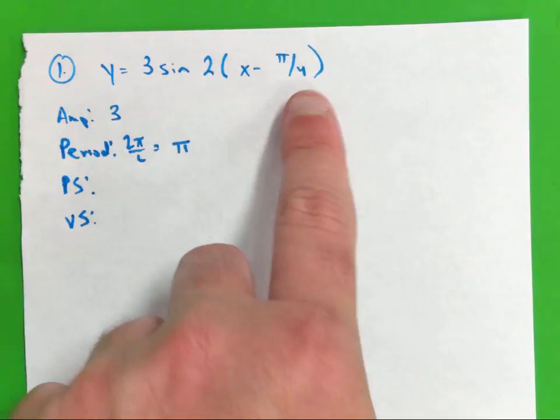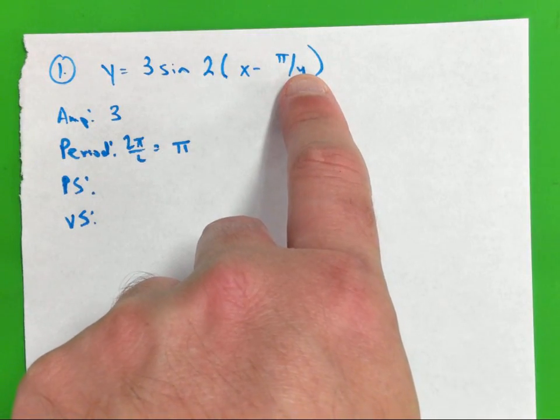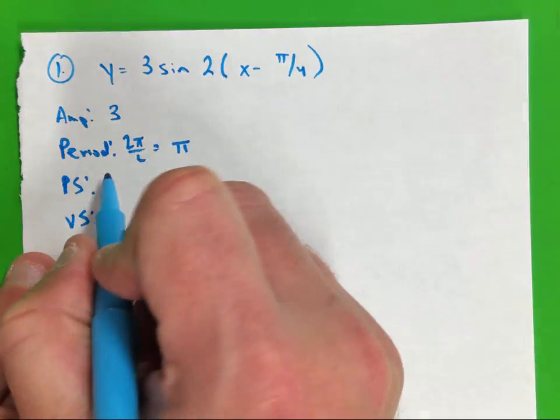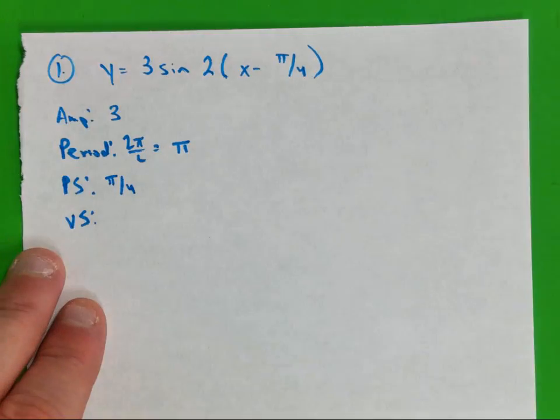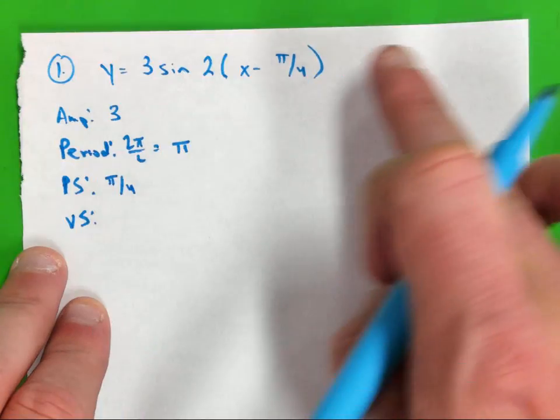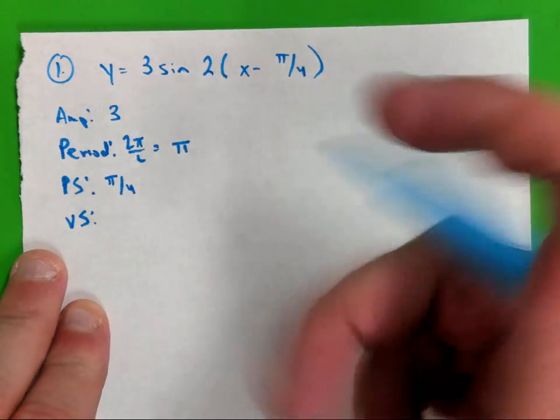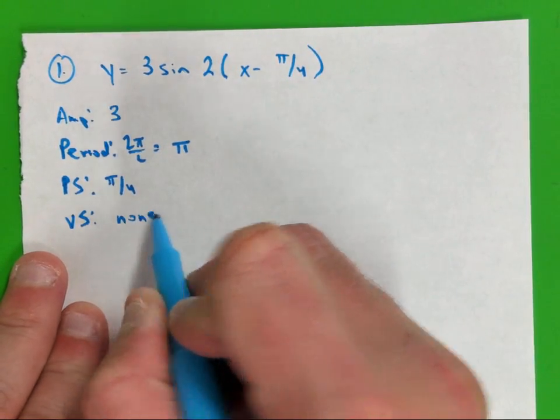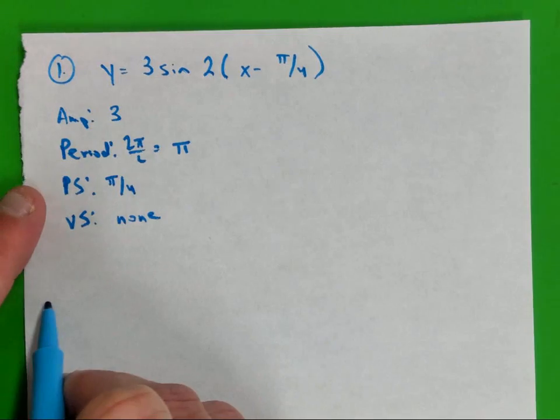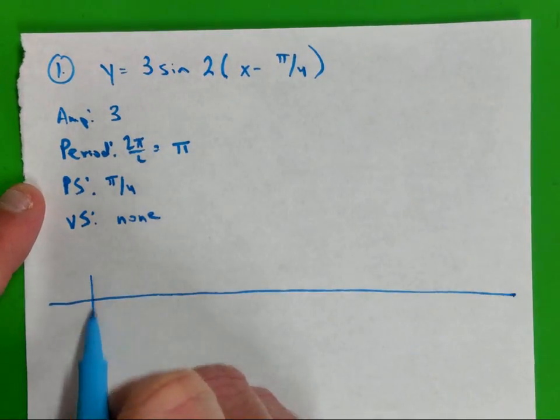Phase shift is what's inside the parentheses, opposite of what you think. I see negative pi over 4, so I'm actually going to put what? Pi over 4. Do I have anything sitting out here? So I have no vertical shift. Remember, these are the ones you have to draw the chart.